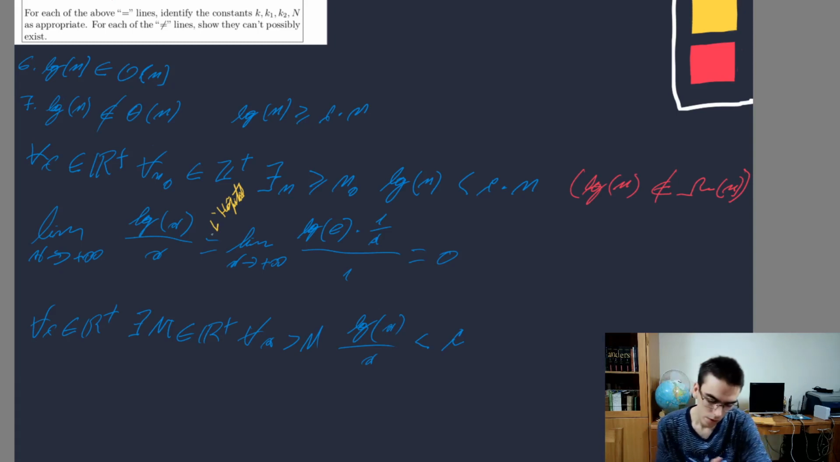Well, then we did the limit of lg of n in hopes to find the convergence of this function, and we did. We arrived at zero. Well, by the definition of limit, we now know that for every c in R plus, there is going to exist an m in R plus, such that for every x greater than m.